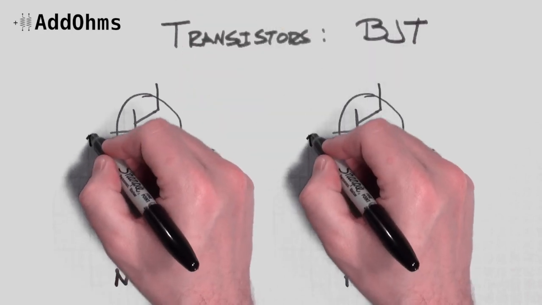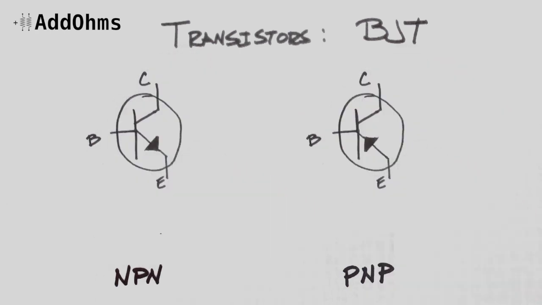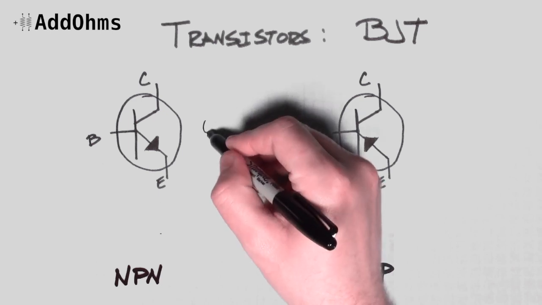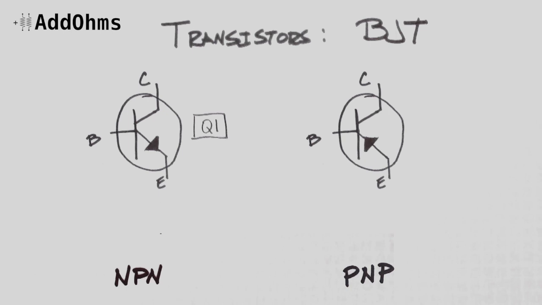Although it would be nice to see the base, collector, and emitter labeled on a schematic, they rarely are. I've drawn the letters here just so you can see what each leg of the schematic symbol represents. Although it may not be obvious, the designator for transistors is the letter Q.